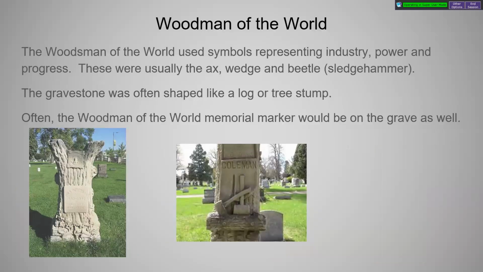Woodman of the World. Okay, this one I found fascinating. It represents power, industry, and progress, which you see in the axe, the wedge, and the beetle, which is what we call a sledgehammer today. It's often shaped like a log or a tree stump, and I bet you've seen one of these in an older cemetery. We have it at Riverside. So often the Woodman of the World memorial marker would be on the grave as well.